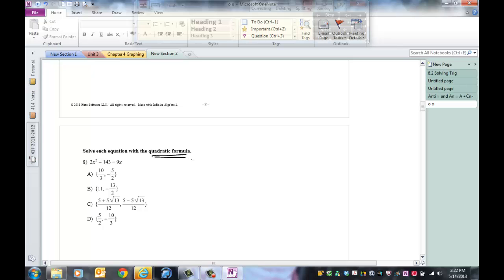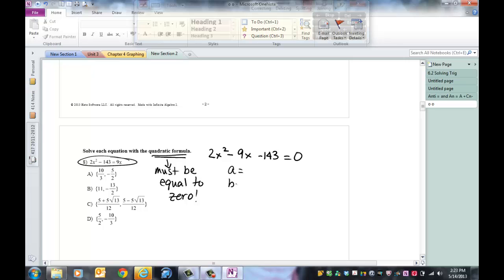Question 8. Biggest problem with this one. We already covered a quadratic formula. You should have that written down. But what I want you to pay attention to is looking at that equation. It is not set equal to 0. So the very first thing that you guys have to do, you've got your 2x squared. You're going to subtract that 9x over to make sure that this is set equal to 0. You cannot do the quadratic formula until it is set equal to 0. So we can kind of make a little mental note. Must be equal to 0. So at this point, you can pick out your A, you can pick out your B, and you can pick out your C.